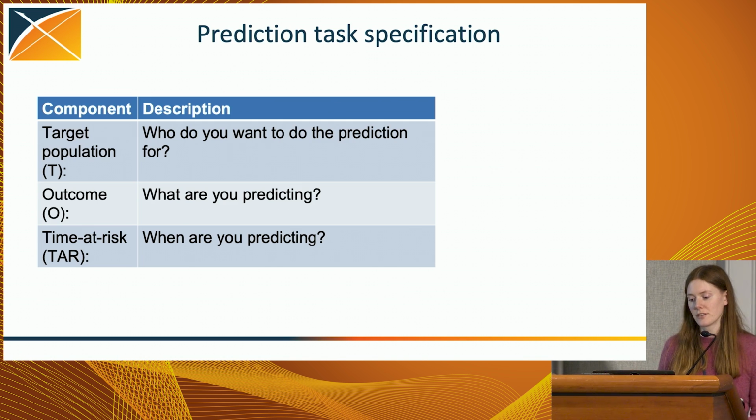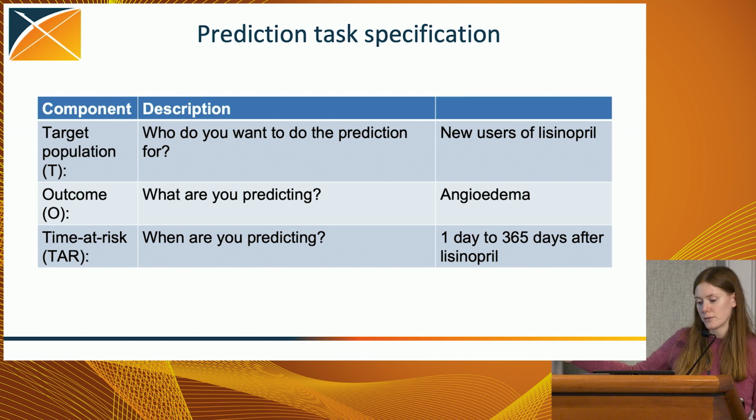In our situation, we're looking at new users of lisinopril. So the index is the point that you actually get the drug for the first time. The outcome is the angioedema. And then the time at risk is 1 day after the drug to 365 days. Now, you could actually have a different specification. So you could have said the time at risk could have been while you're on the drug, could have been the first 30 days, first 7 days. But in this case, we picked this as our task.